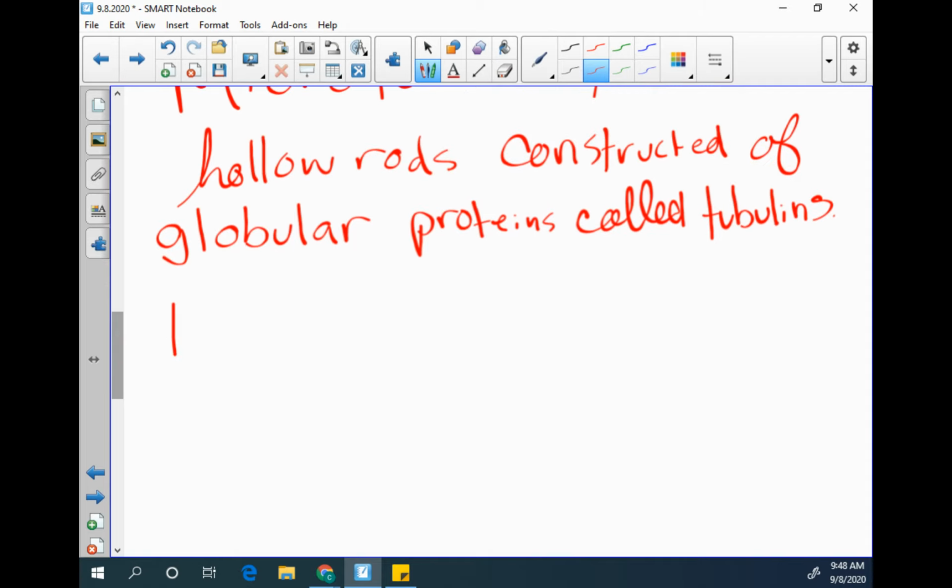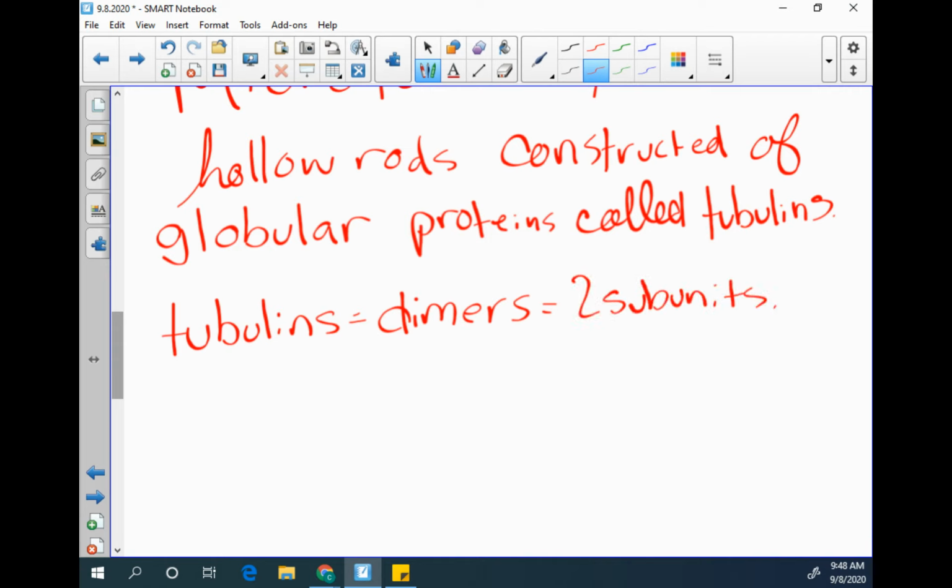So tubulins are dimers, which means they have 2 subunits. Those subunits are called alpha tubulin. That's not an alpha. And beta tubulin.